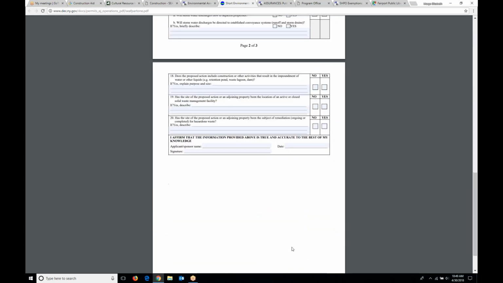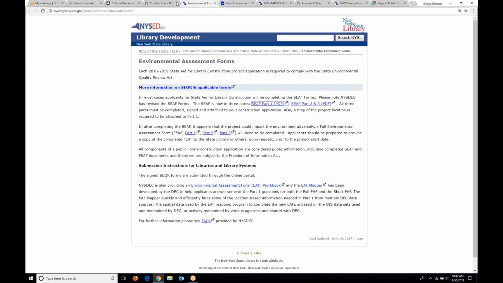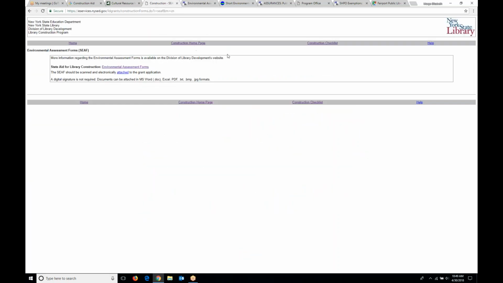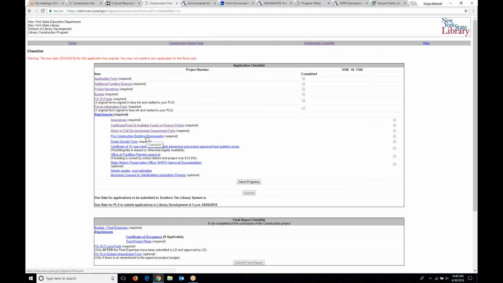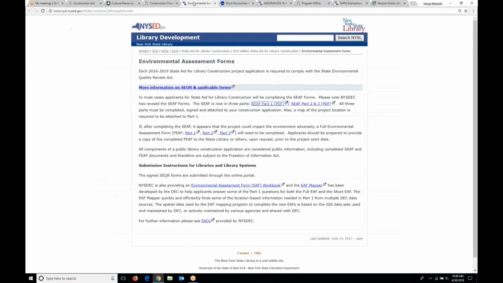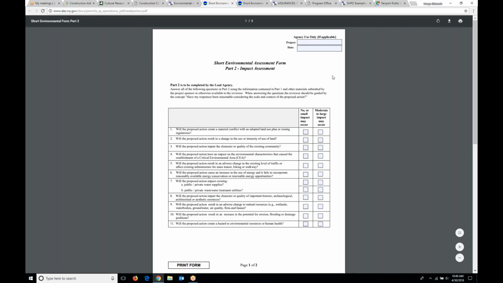And that's it. And then you sign it and you upload it to your application form. So here we are, our application form. Going to go back to the construction checklist. You do also have to do CEF Part 2 and 3. Again, it's just going through and saying no or small impact may occur.